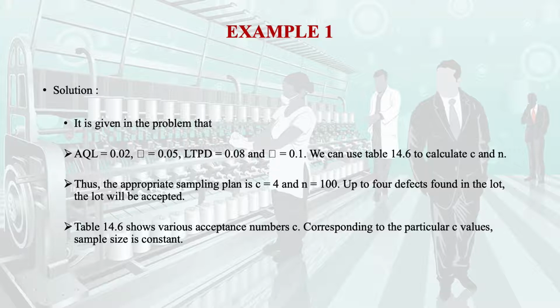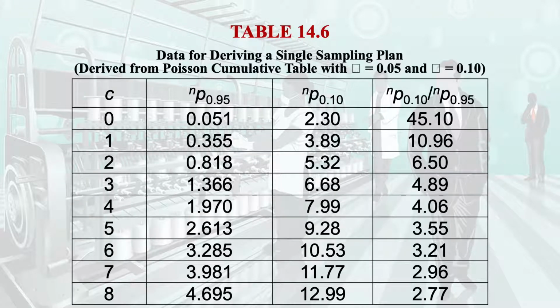Now we will show, for the various acceptance numbers, that is small c, the values corresponding to a particular sample size, and we assume that our sample size is constant. This table will give you the different values corresponding to the value of c. Since the value of c is 4, we will choose the values corresponding to c equal to 4.